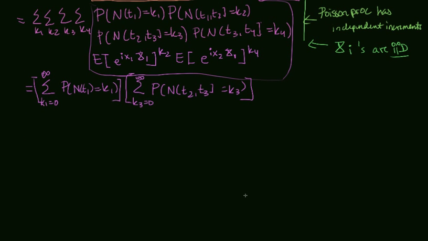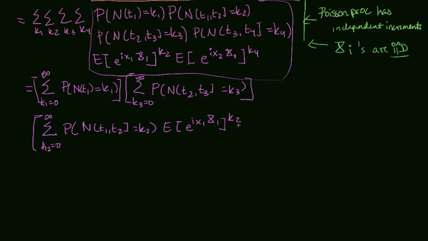Then the thing that we have left, essentially, is the sum of K2 equal to 0 to infinity of the probability of, and now we just take everything that depends on K2, so the probability of the increment in claim number from time T1 to T2 equal to K2, multiplied by the characteristic function of the claim size X1 to the what power? To the K2 power. Okay, so that's a term for itself as well.